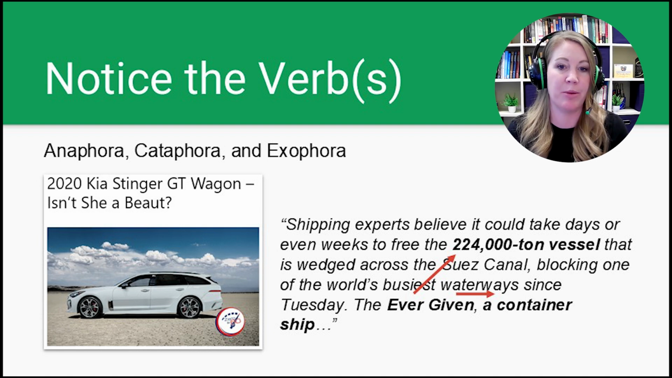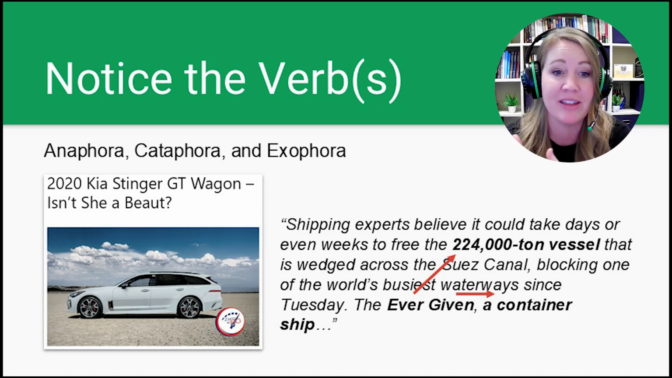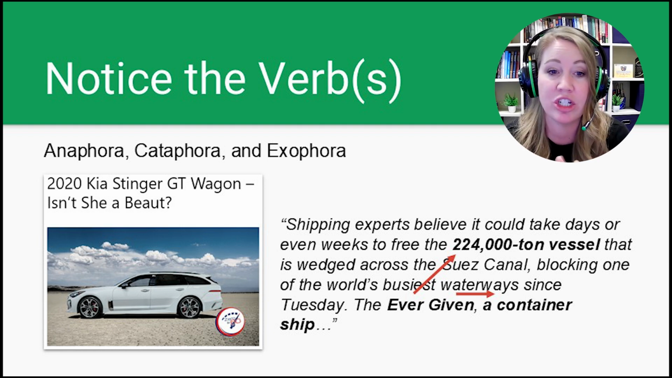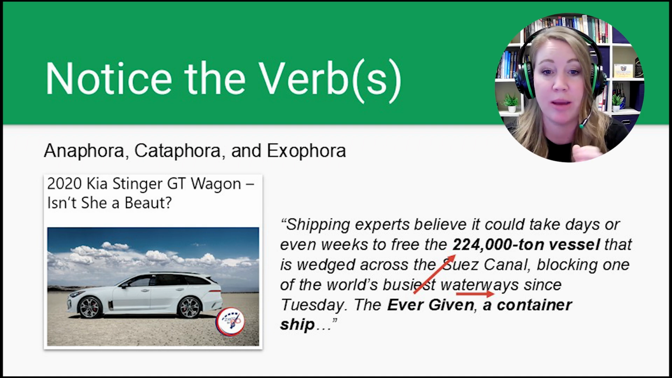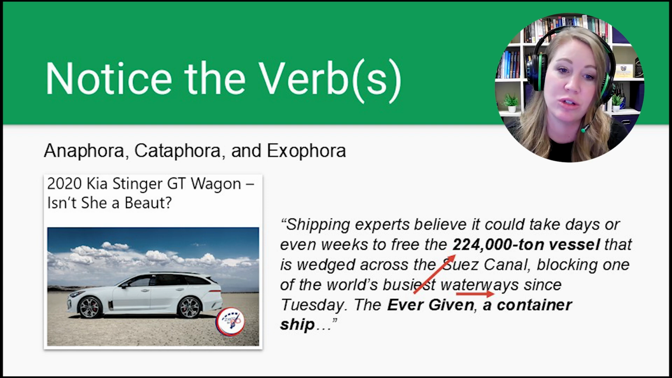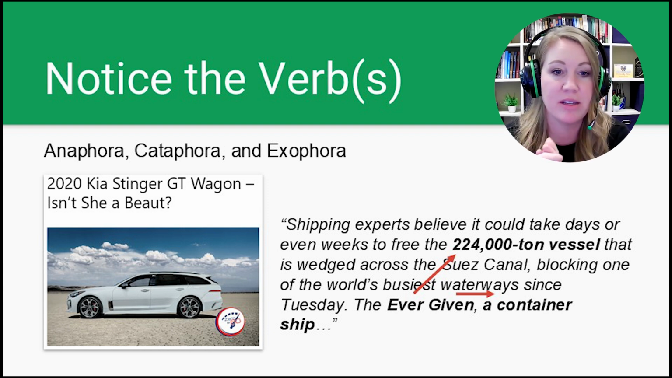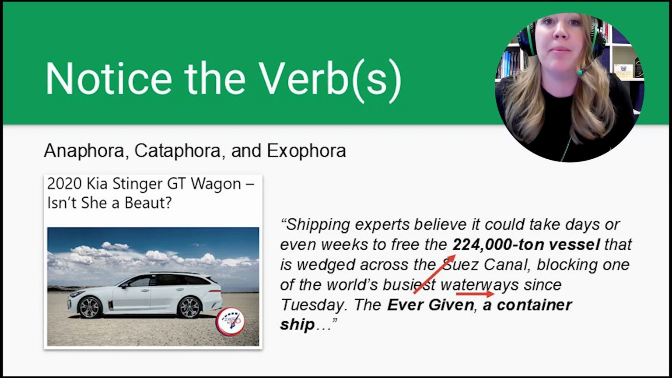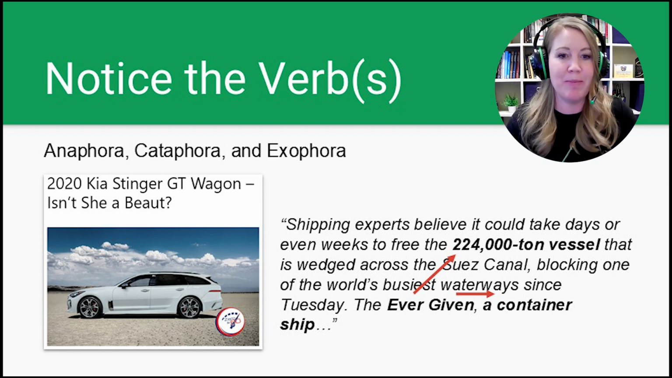So you actually saw an example of this earlier in this video within this screenshot from the car blogger writing about the Kia. The message leads off with saying 2020 Kia Stinger GT wagon, isn't she a beaut? What is she referring to? Well, it's referring back to the title 2020 Kia Stinger GT wagon, right? So this concept of anaphora and the next examples I give you, again, they're not complicated. They're just interesting knowledge, right?